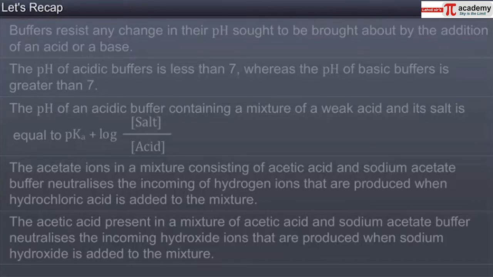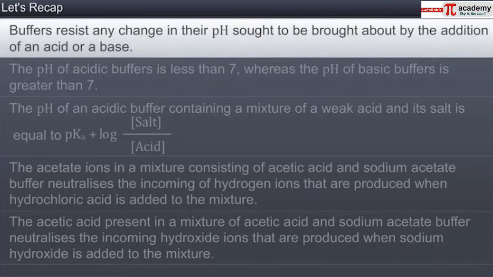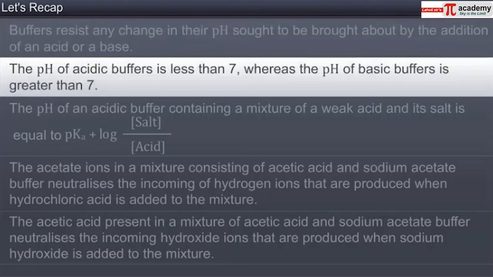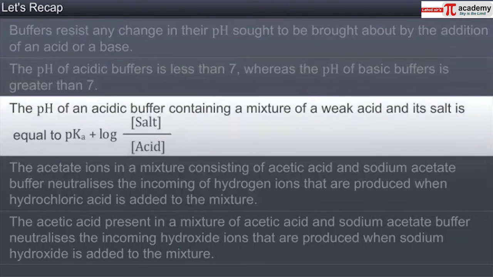You have now reached the end of this module. In this module, you learned that buffers resist any change in their pH sought to be brought about by the addition of an acid or a base. The pH of acidic buffers is less than 7, whereas the pH of basic buffers is greater than 7. The pH of an acidic buffer containing a mixture of a weak acid and its salt is equal to pKa plus log of concentration of salt divided by concentration of acid.